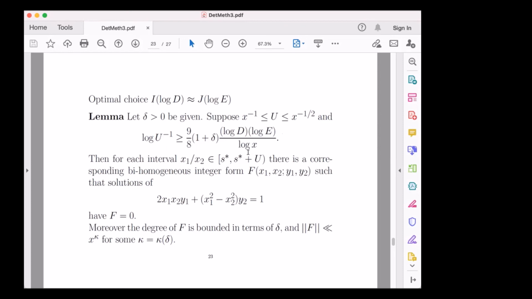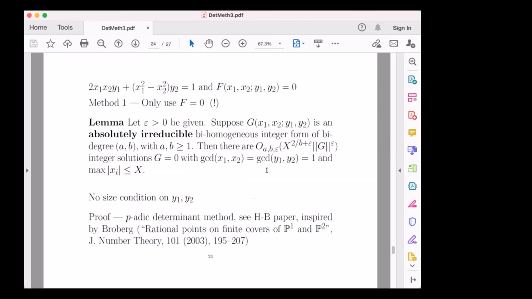The outcome then is that for each of these short intervals, there's a corresponding bihomogeneous form F such that each solution of the original equation satisfies F equals 0. And the degree of capital F is bounded in terms of this quantity, small delta, and the coefficients of F are at most of order x to the kappa, for some kappa that depends on delta. We have some control over the size of the coefficients. So we've got this extra condition now, providing we're in this short interval.